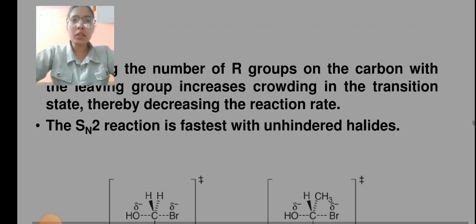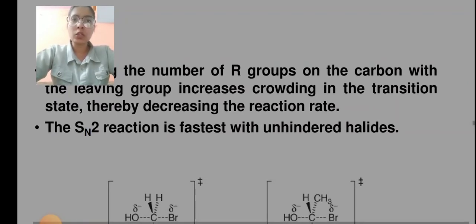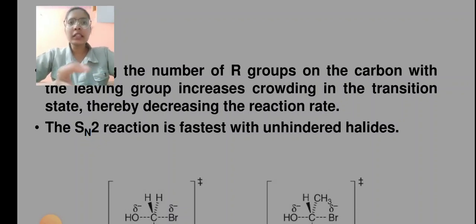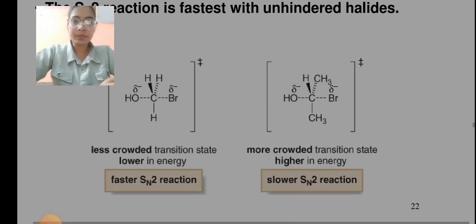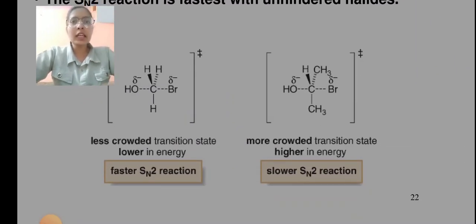Increasing the number of R groups on the carbon with the leaving group increases crowding in the transition state, thereby decreasing the reaction rate. The SN2 reaction is fastest with unhindered halides. Here we can see less crowded transition state, lower in energy, faster SN2 reaction. More crowded transition state, higher in energy, slower SN2 reaction.